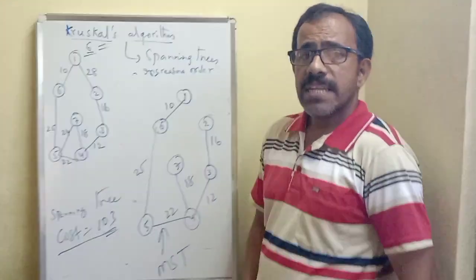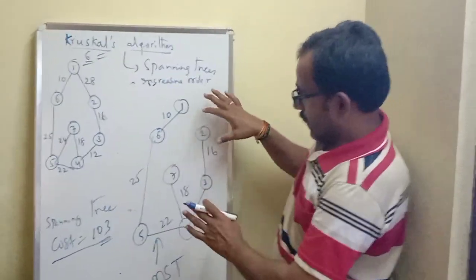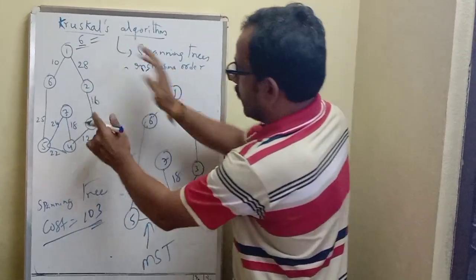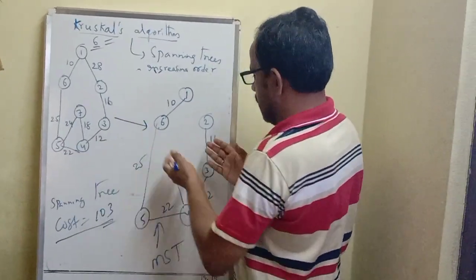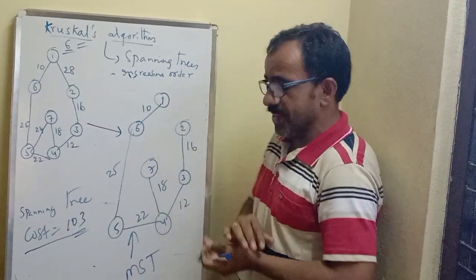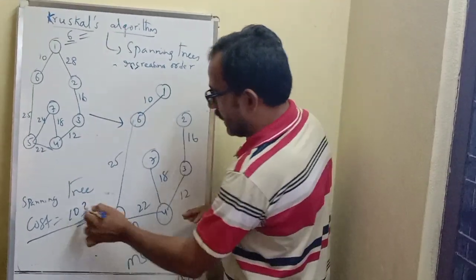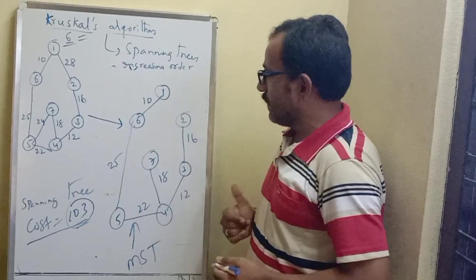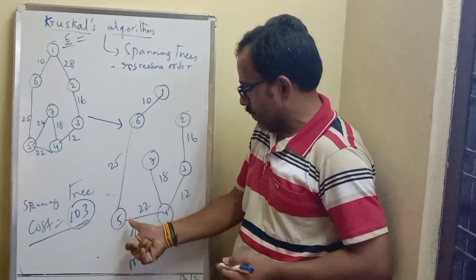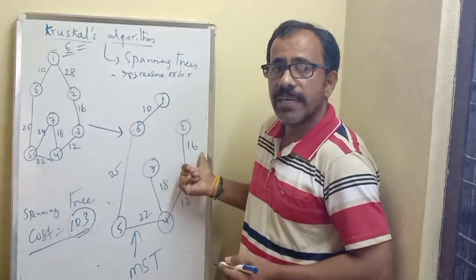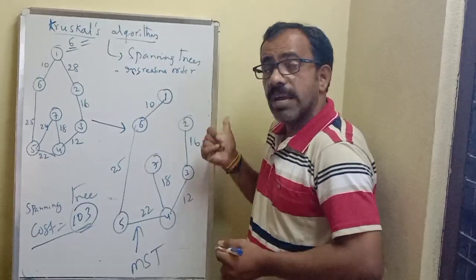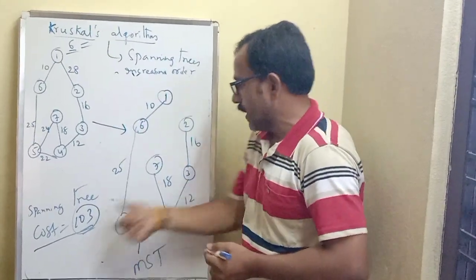So after constructing spanning tree, now we got this is the spanning tree structure for this particular graph. So this is the graph and this is the spanning tree. So we can say this is the minimum spanning tree or minimum cost spanning tree. The cost of the spanning tree is 103. How can you get 103? Add all the edge costs. Whatever the edges you included into spanning tree, add all those edge costs or weights. So those edge cost total is 103.